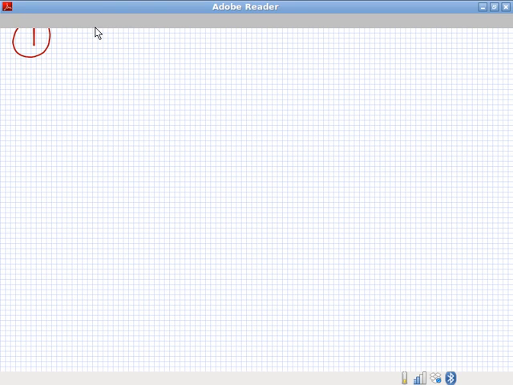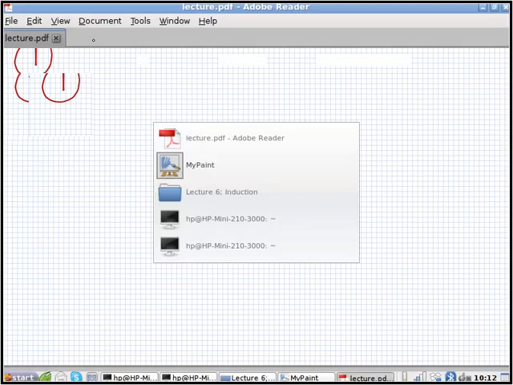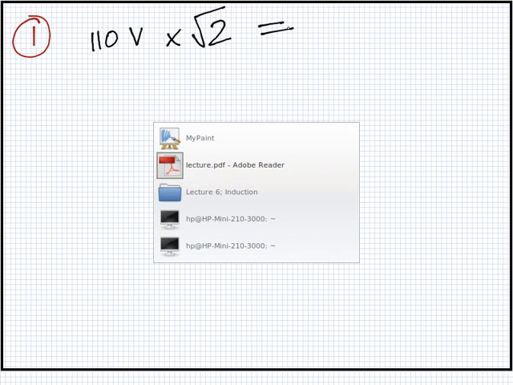A power plant produces an AC current of voltage at 110 volts. What is the maximum voltage of that current? Yeah, so you multiply this by root 2 and we get our answer. So can you give me that, please? Yeah.